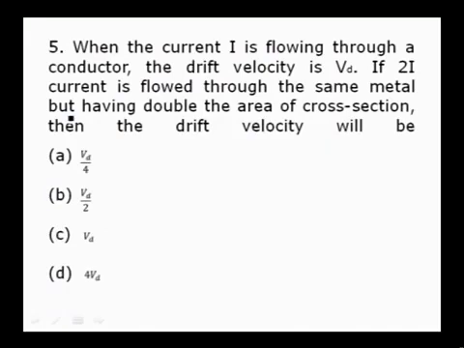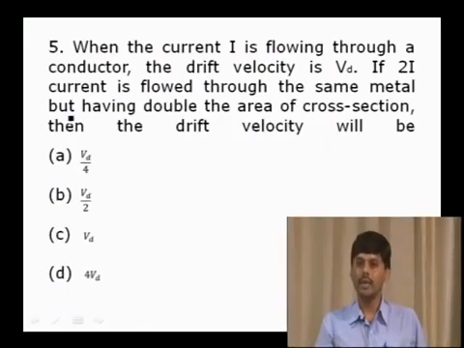Question number 5. When current I is flowing through a conductor, the drift velocity is Vd. If current 2I is flowing through the same metal but with double the area of cross section, then the drift velocity will be: option A Vd by 4, option B Vd by 2, option C Vd, option D 4Vd.